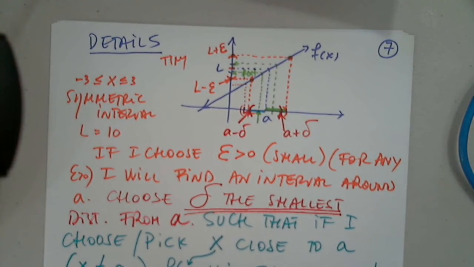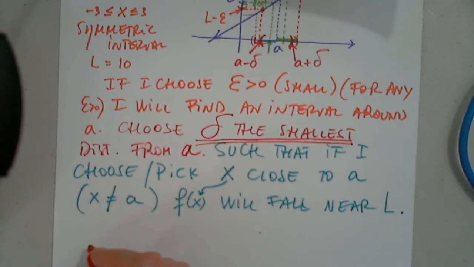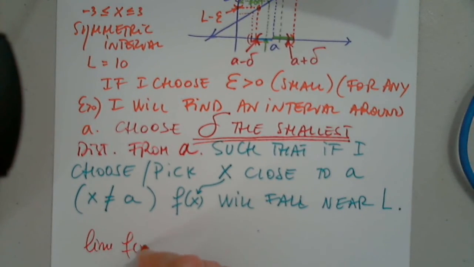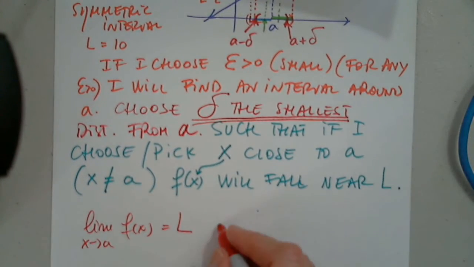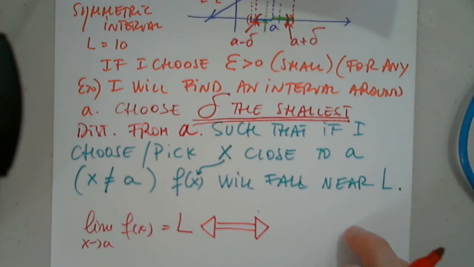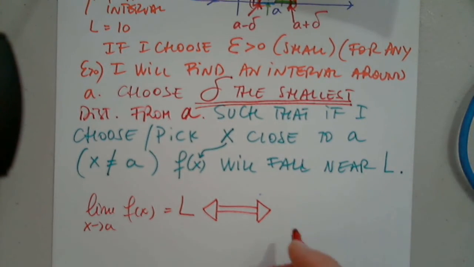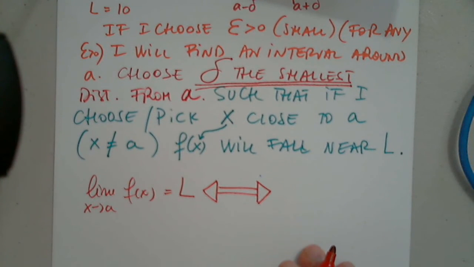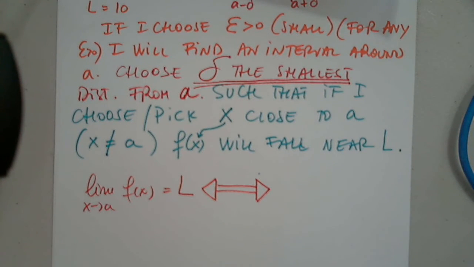Okay, so now you're saying, what's all this? What are you trying to say with this? Here's what I'm trying to say. The limit of f of x as x approaches a is L. And now that double equivalency symbol, meaning this implies this, this implies this. I'm going to write it in words first, and then I'll show you those symbols so we can condense it. If you don't want to use the symbols, you don't have to. So the limit of f of x as x approaches a is L.